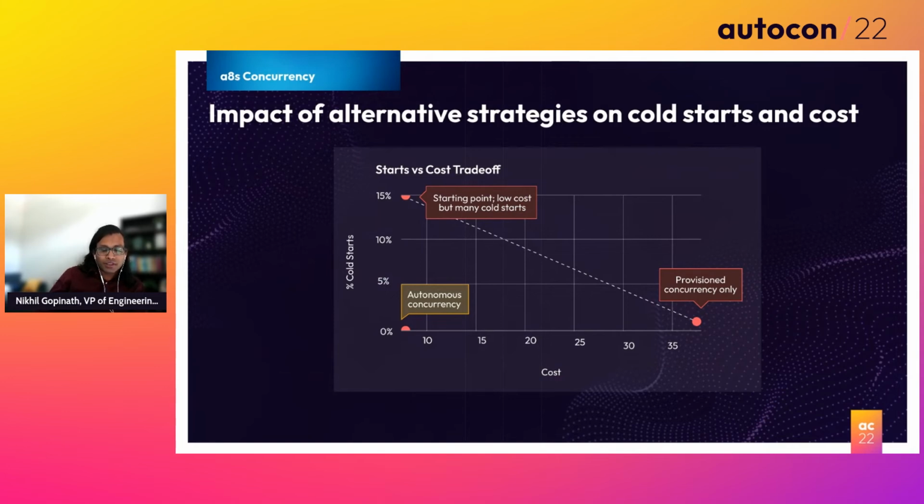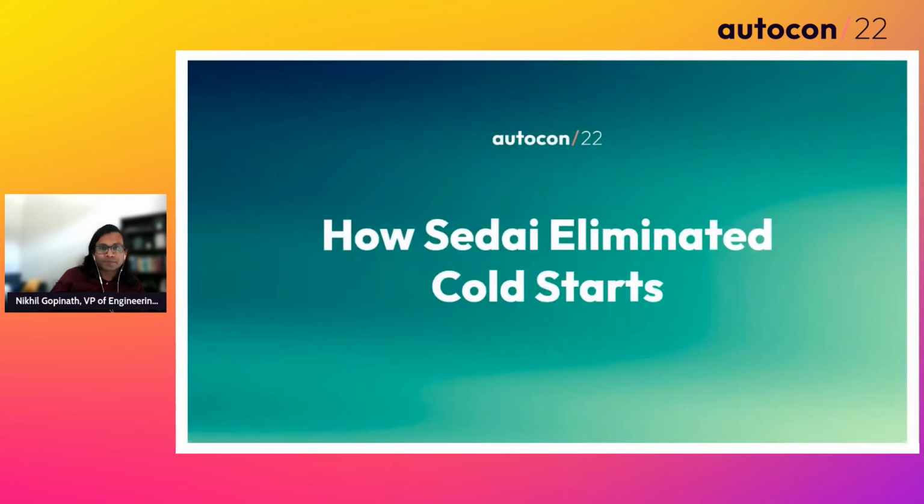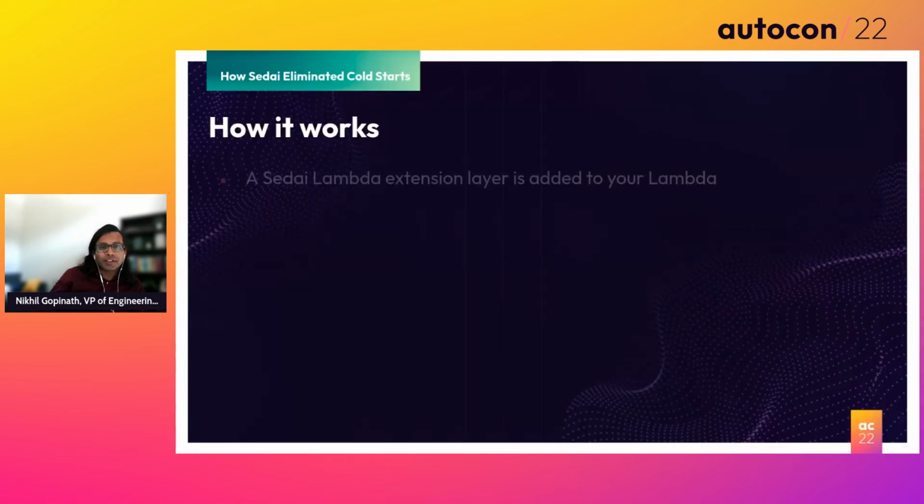So this is just a graphical representation of the same information. The cost goes down, you still get the same benefits and better benefits than provision concurrency, but at a very significantly lower cost point.